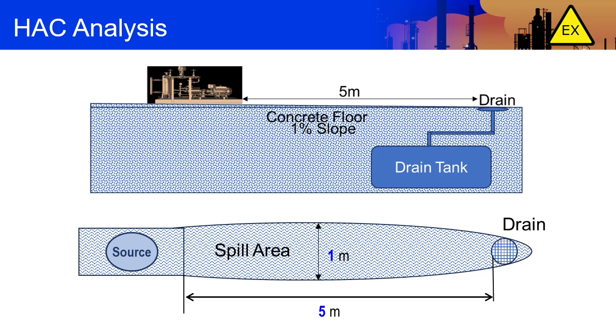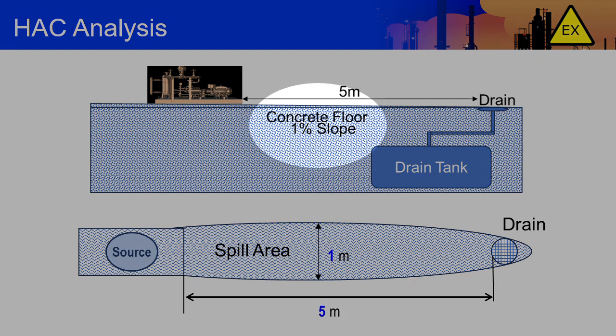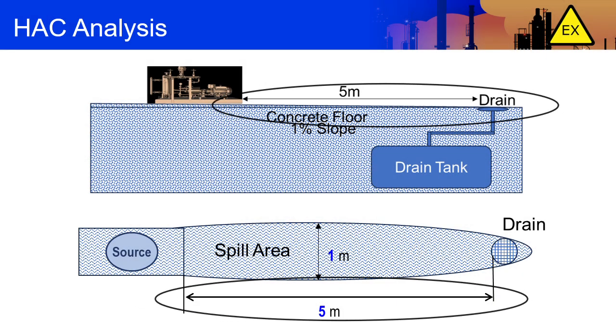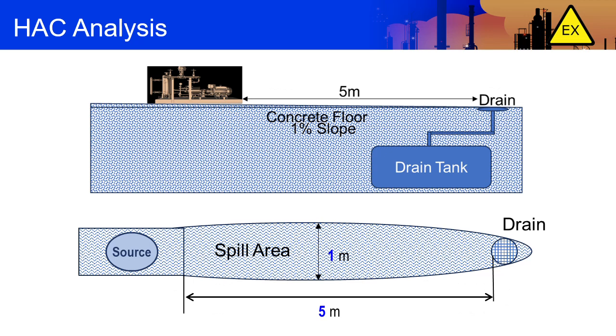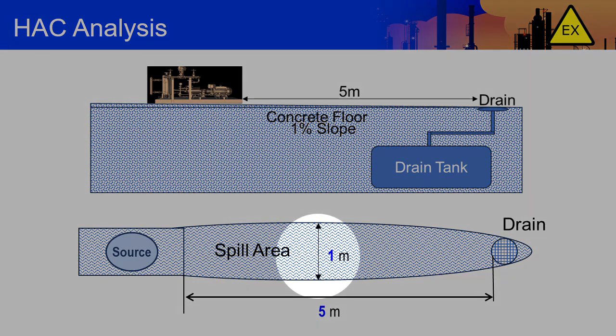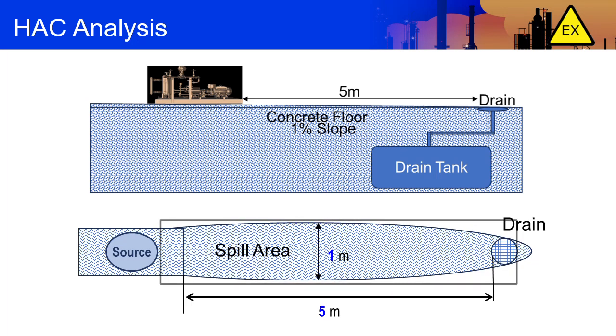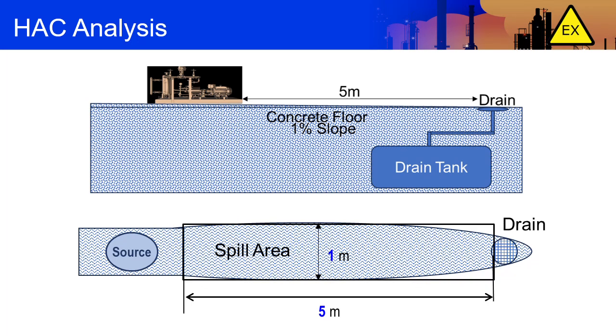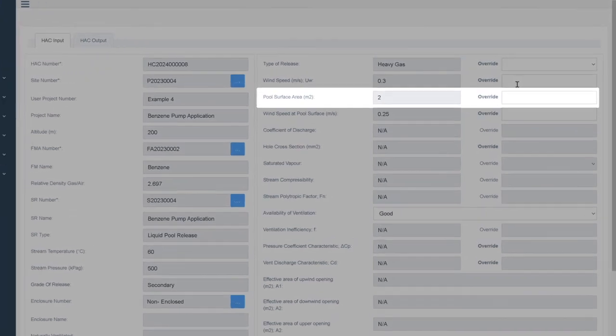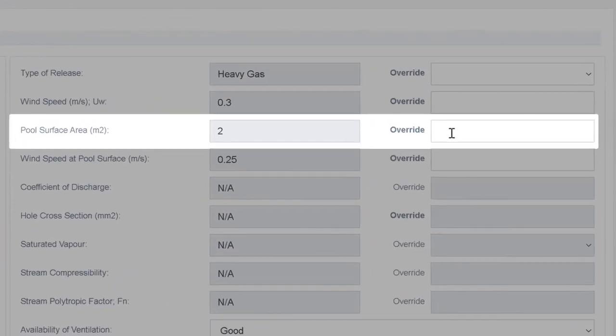In our example, we will assume a spill onto a concrete floor, with a 1-degree slope to a drain, located 5 meters away from the pump skid. We will assume a 1 meter wide spill size, resulting in a 1 by 5 meter pool of 5 meters squared. Let's enter 5 meters squared as our pool surface size.